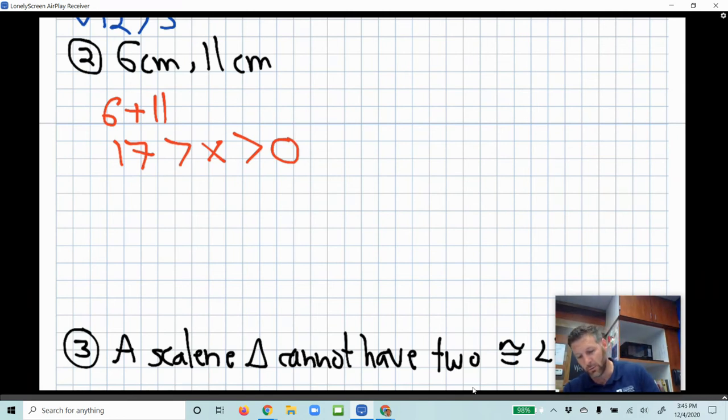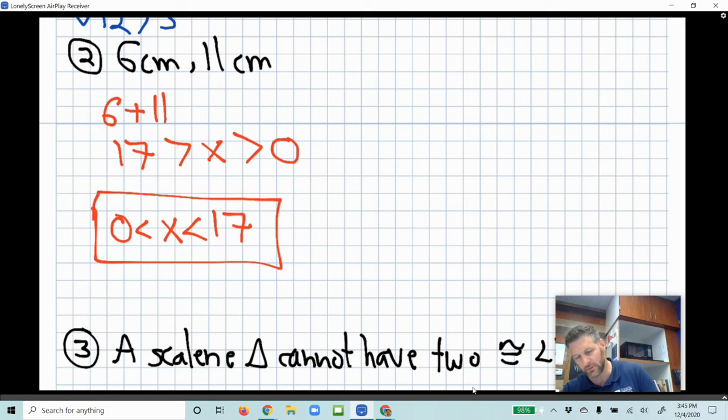So when you're talking about a range, and again, I could write this, switch the order from smallest to greatest, but the side range would be, it has to be bigger than 0, because it can't be nothing, but it cannot be bigger than 17, because then it would exceed the sum of the other two sides. And so there we go, we can actually find a range of possible side lengths for that triangle.